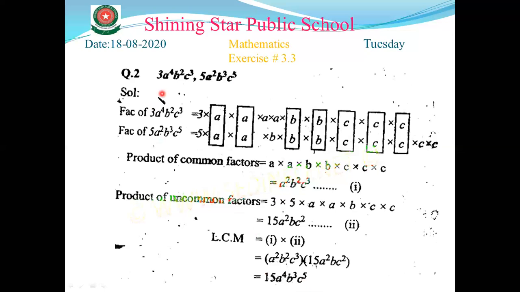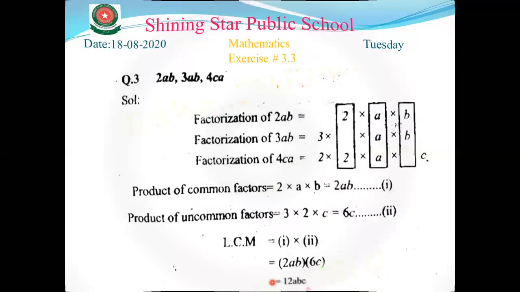Now you will check 3 multiplied by 5. 3 multiplied by 5 is 15. So you will get 15 a power 4 b cube c power 5. Very simple exercise, and I told you the method for how you can check your answers. Now I hope you can easily find your answers.